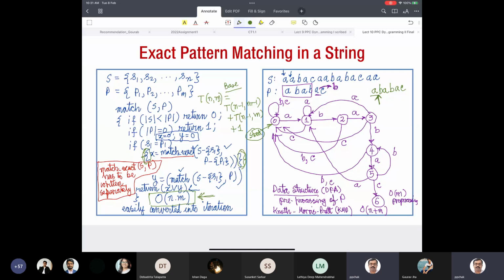Now look at this diagram very, very carefully. In index 2, if I get A, I move to which index? 3. And if I get B, I move to which index? 0. And if I get C, I move to which index? 0. So now I know how I am going to move from one to the other.